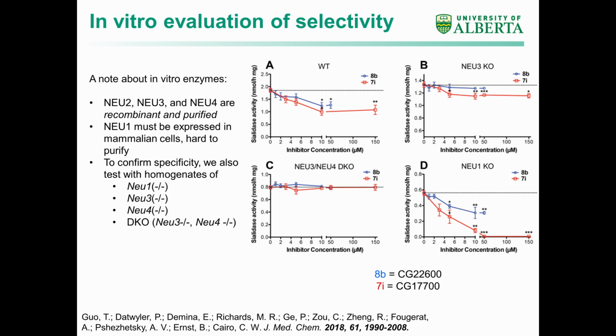So if you produce NEU1 by itself, it doesn't work very well. You have to produce it in a mammalian cell that also co-expresses that other protein. Okay, so we express this in mammalian cells. It's not purified typically. These are purified and recombinant.